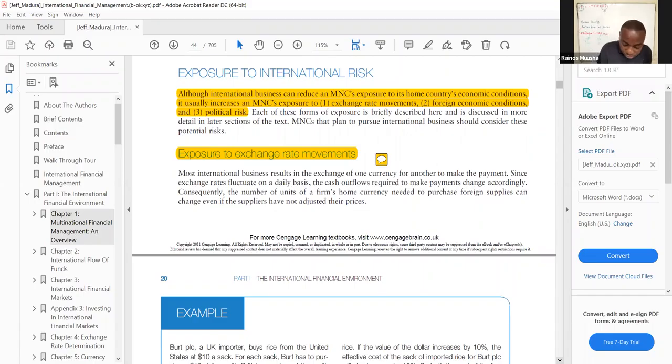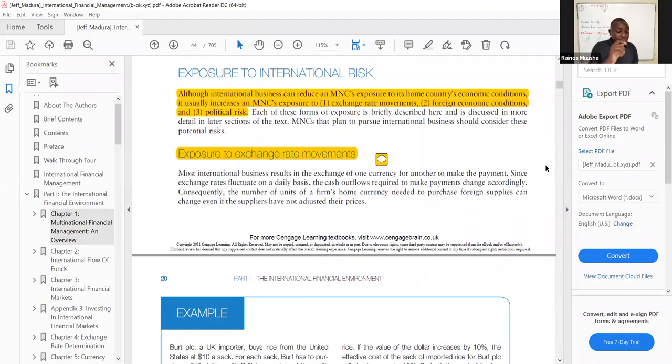So when you look at exposure to exchange rate movements, this is where we are basically saying that the movements in exchange rates can end up affecting the company. For example, if you look at Barclays, remember Barclays around 2004, 2005, somewhere there, they invested in South Africa. And when they invested in South Africa, let's say, for example, they were investing in US dollars. Their main capital was in US dollars. During that time, the exchange rate was around $1 equals about 6 rand or 7 rand, somewhere there.